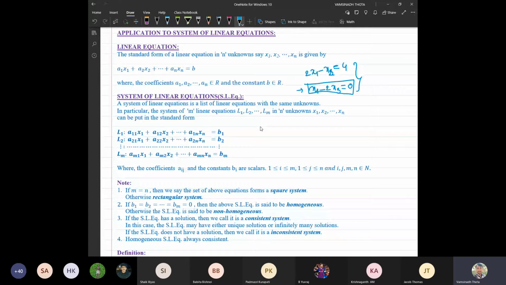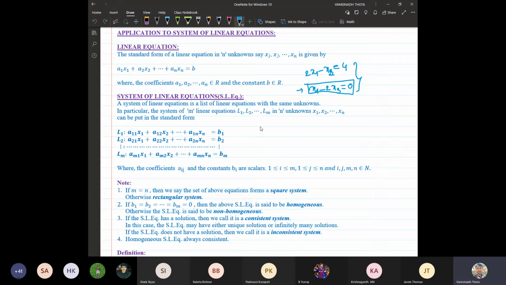This is only one equation. Now there is something called a system of linear equations. This word is also very familiar to all of you. You might have come across it at your +2 level for solving three equations in three unknowns using the matrix method, matrix inverse method, or Cramer's method. Some other techniques you might have come across.